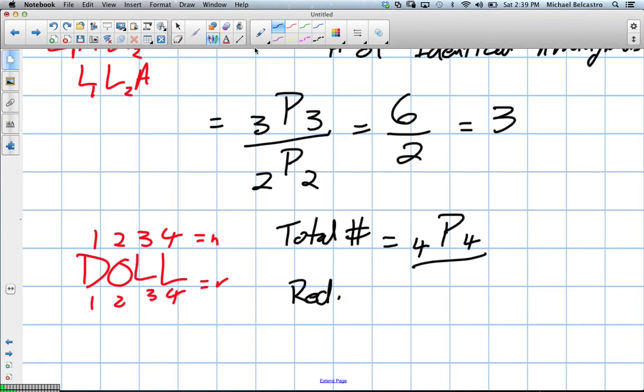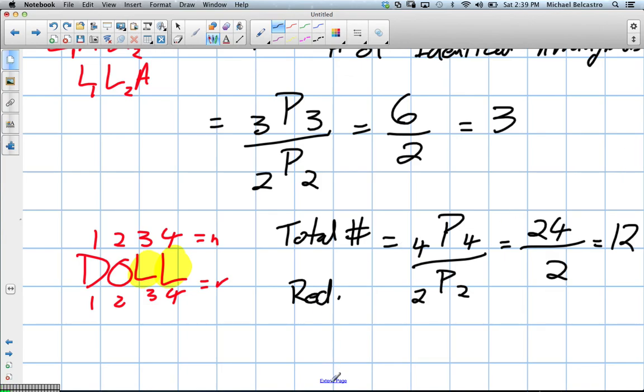Well, how many redundancies can we have? You can only have 2. There's only 2 letters that are redundant, right? And that makes it a 2P2 on the bottom. We already know 2P2 is 2. 4P4 is 24. So the total number of ways we can rearrange the letters in "doll" is 12.